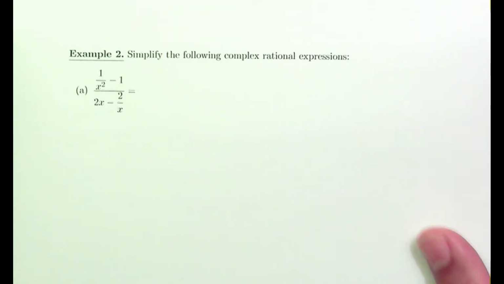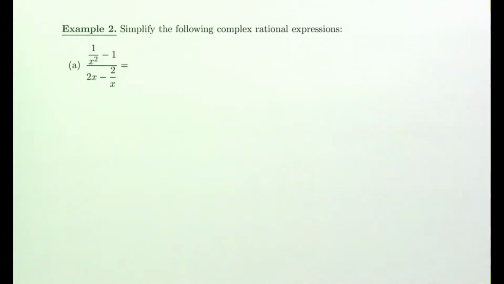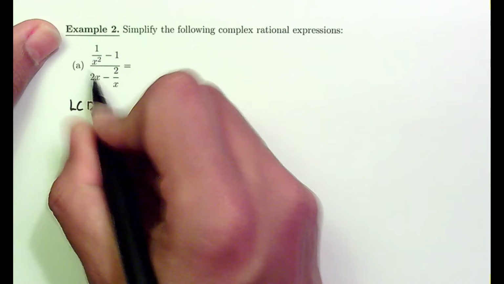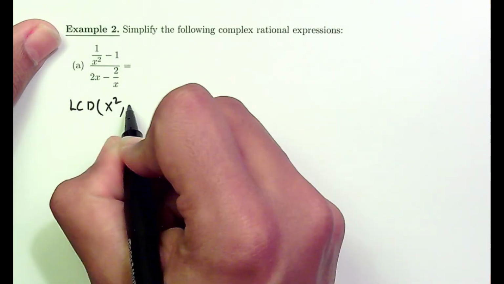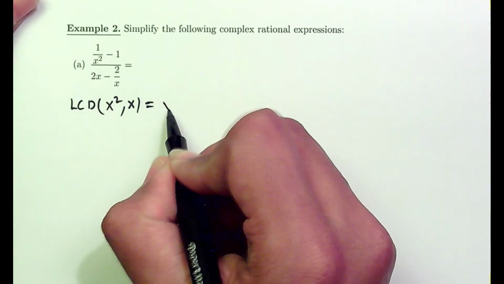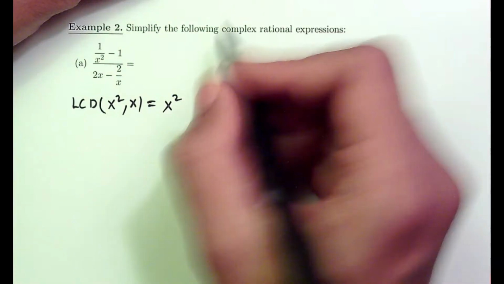Okay, simplify the following complex rational expressions. Okay, so we're going to look at all the fractions that we see, and we're going to find the LCD. So one fraction has x squared, and the other one has x as denominator. So what is the least common denominator? Well, it's going to be x squared because the only factor that you see is x, and you always choose the highest power. So it's going to be x squared. So that means we're going to multiply everything, top and bottom, by x squared.